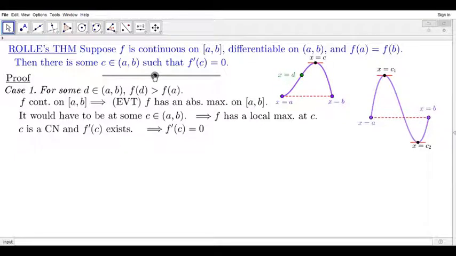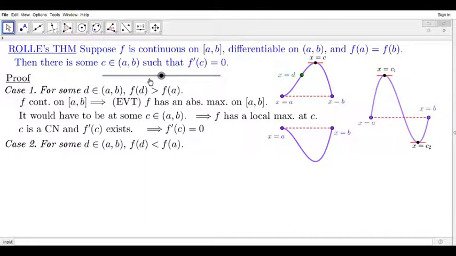Okay, second case. Suppose there is a number D between A and B such that f of D is lower than the common value of f of A and f of B. So there's a point that's below. Now, how we proceed with the proof can be done very similarly to what we did in case number 1.